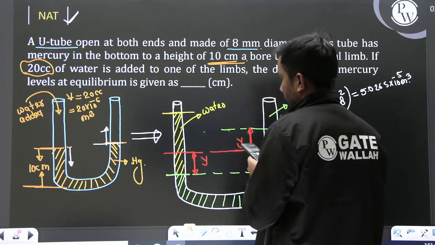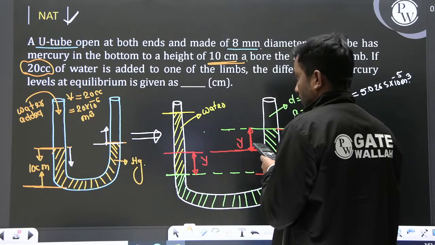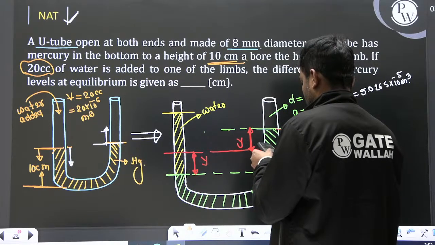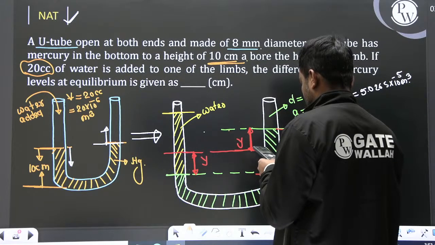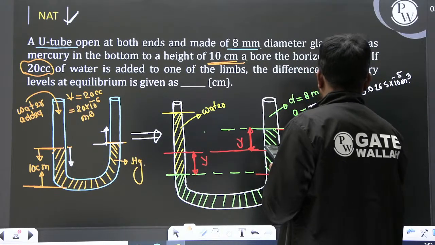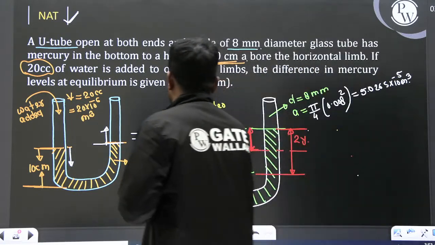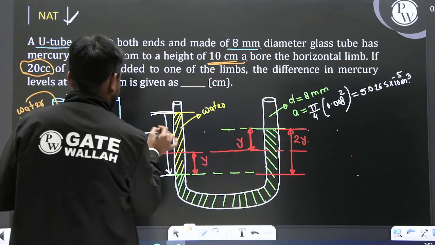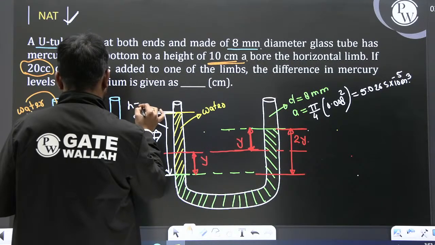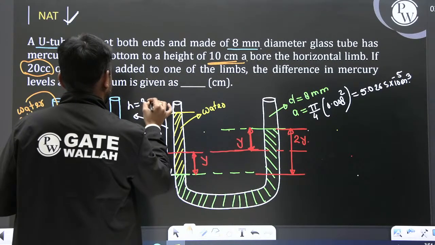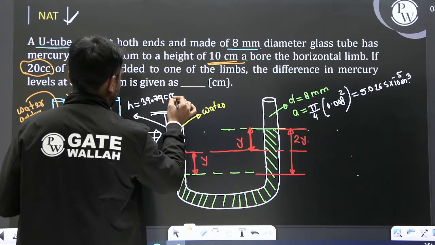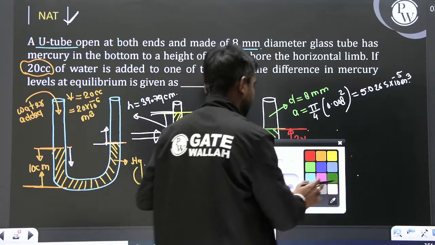And what is the volume? So you can say 20 into 10 raised to the power minus 6, divided by the area. So the height of water which you have added, clear, that height h is equal to 39.79 centimeter. Yeah, that you have added.